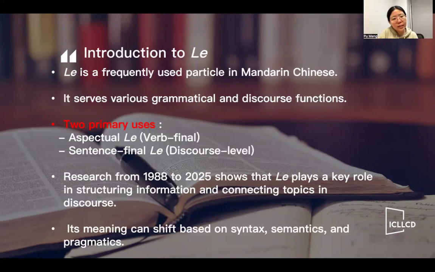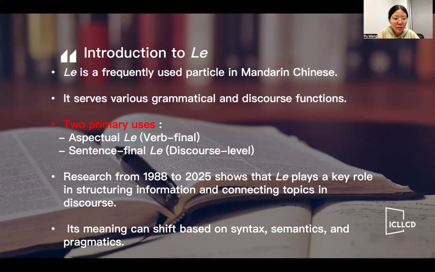So, about the introduction: le is a frequently used particle in Mandarin Chinese. In my study, I found most researchers define le as a particle in Mandarin, and it serves various grammatical and discourse functions. It's because Mandarin Chinese is a very context-dependent language, so le has some influence on discourse and context.